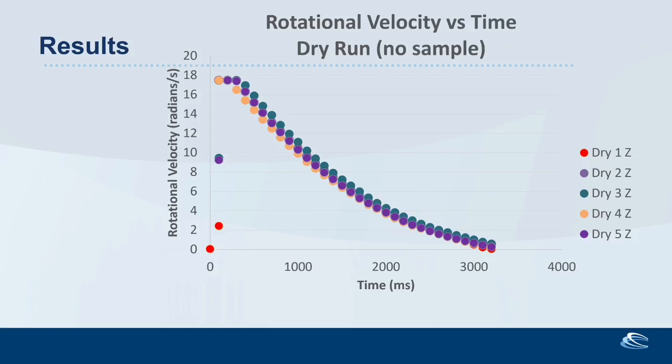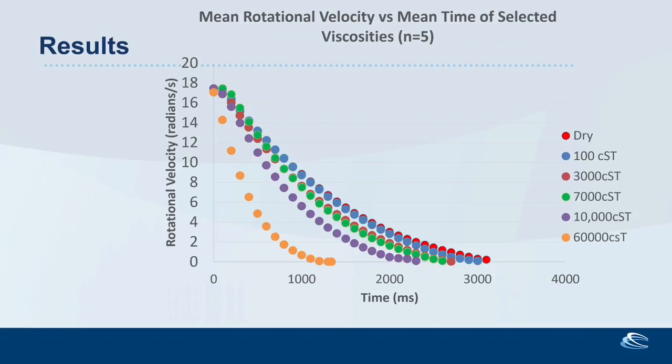So here are results indicating our dry run, which means no sample, and as you can see, the runs were consistently around 3.1 seconds, so our time to decay value was consistent, indicating we had a good launch mechanism. Moving forward to testing with various viscosities, we can see that with increasing viscosities, we had decreasing time to decay values, which demonstrated that our device had some degree of sensitivity in differentiating a thin fluid from a thick fluid.